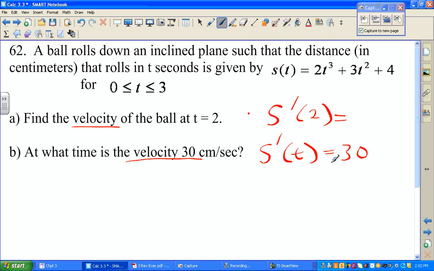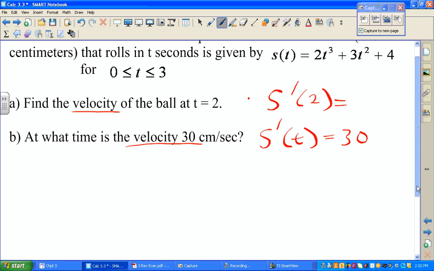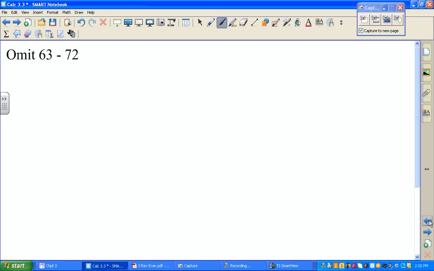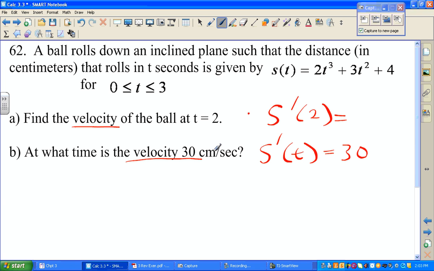Nicely done. Okay? Ready? I think that's it. Oh wait, you don't actually have to do it? Not those, I mean the last one. You gotta figure it out. I think you can take the derivative and put in 2. And I think you can take the derivative, set it equal to 30, and then solve. It's in your book.